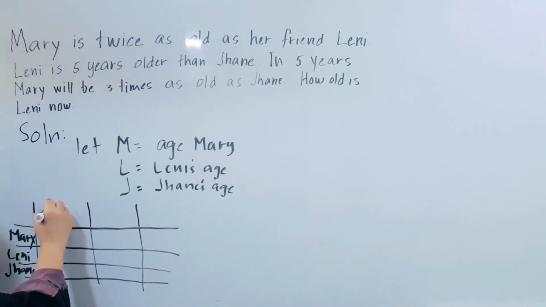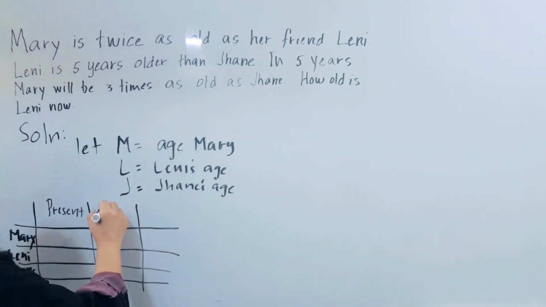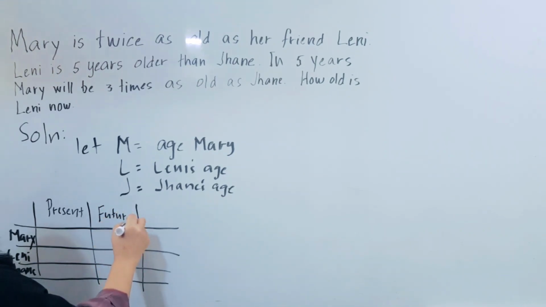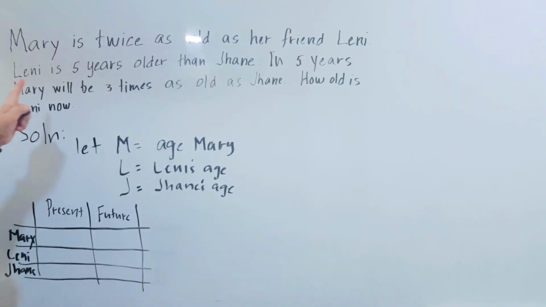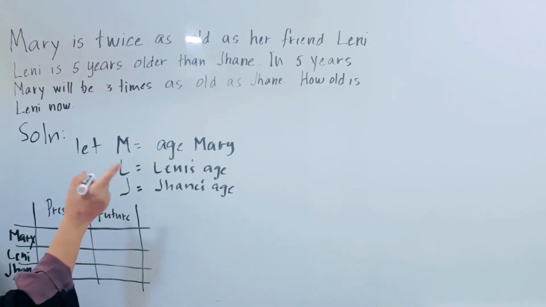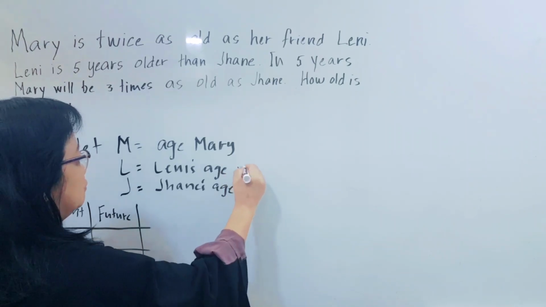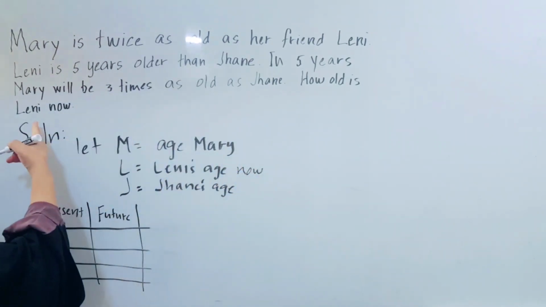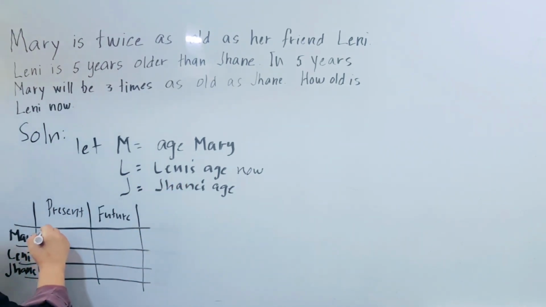Now, if we talk about the present age and the future, there is no past involved. So here, it said Mary is twice as old as her friend Lenny. So the present age of Mary is twice as old as her friend Lenny. Now, this is Lenny's age now, because we're looking for Lenny's age now. So we will let L is equal to Lenny's age now. So Mary is twice as old as Lenny, so 2L. Then of course Lenny the present age.